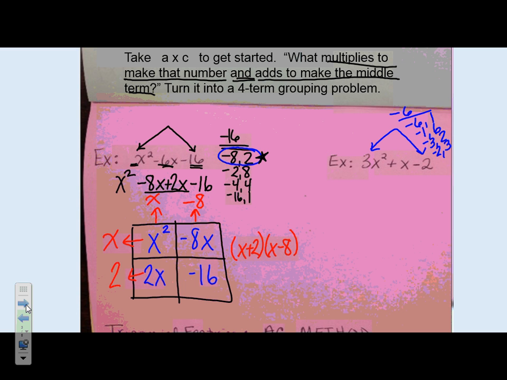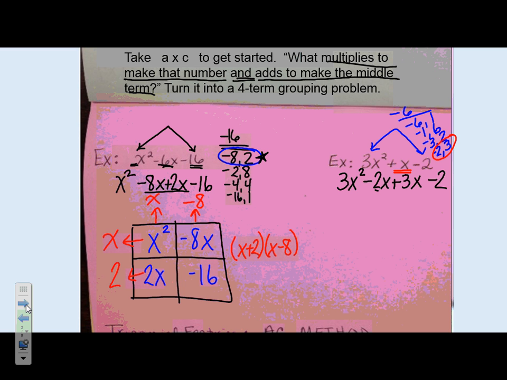But I'm looking for the option that adds to make positive 1, since that's in front of the x. Positive 1 can be made if I take negative 2 and positive 3. So I'm going to rewrite this problem in 4 terms rather than keeping it with 3. The 3x squared, the minus 2, the a and the c stay the same. And I'm going to rewrite them with negative 2x, positive 3x from my list.